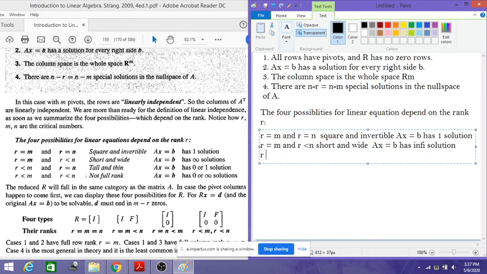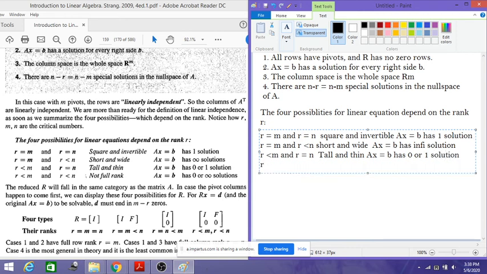Consider the next case, where the rank is less than m and R is equal to n. This is the other case, where the number of rows is more and columns are fewer, resulting in a tall and thin matrix, something like a 5 cross 2 or 5 cross 3 matrix. Then the solution for Ax equal to b has either 0 or 1 solution.